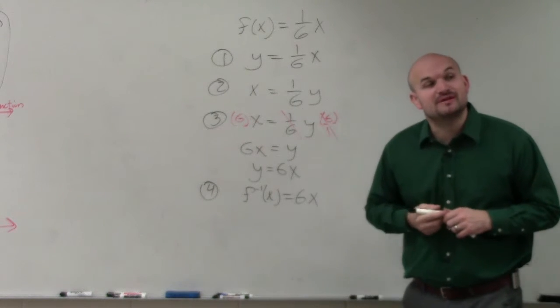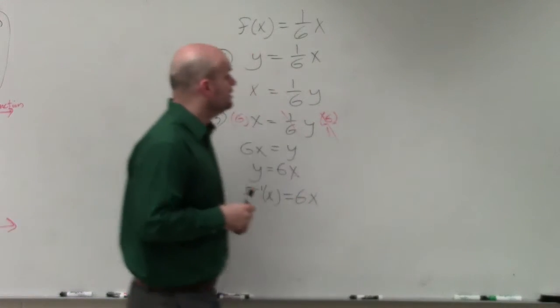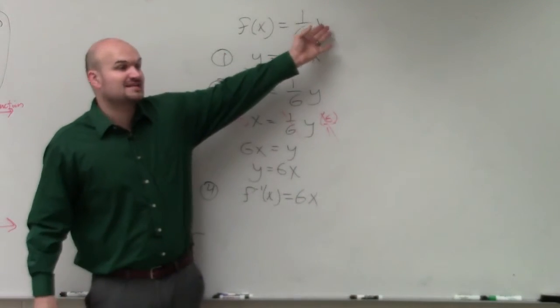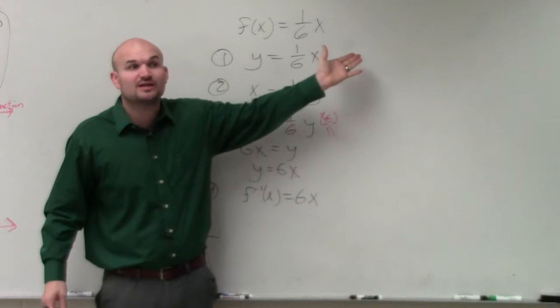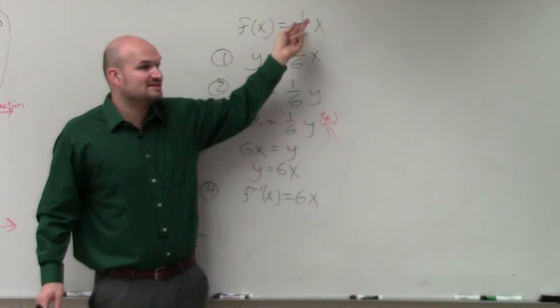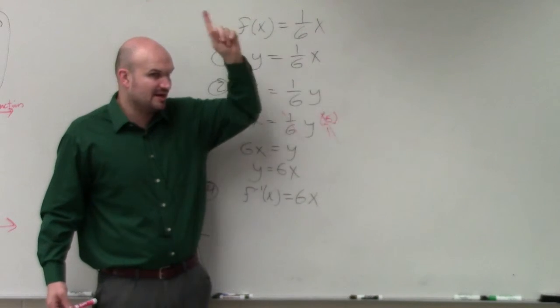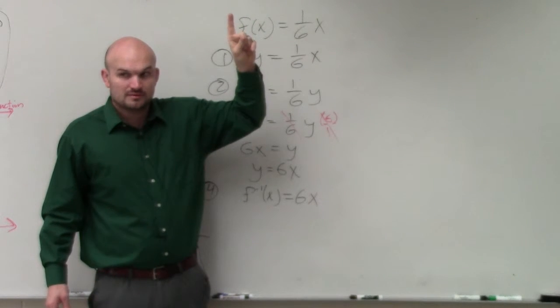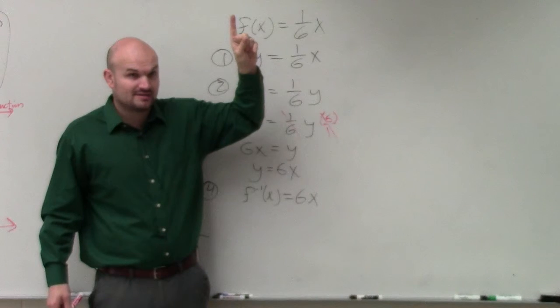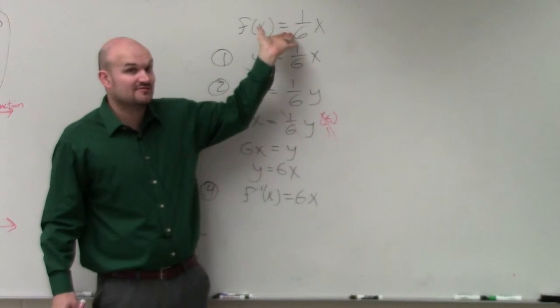OK, now let's go and determine if this is a function, though, or not. So originally here, if I plug in an x value, again, let's not make this hard. Let's plug in 0. 0 times 1/6 gives me f of x equals 0. So when I plug in a number for x, do I get one answer? When I plug in 0, do I get one answer? Yes. So guess what? That's a function.